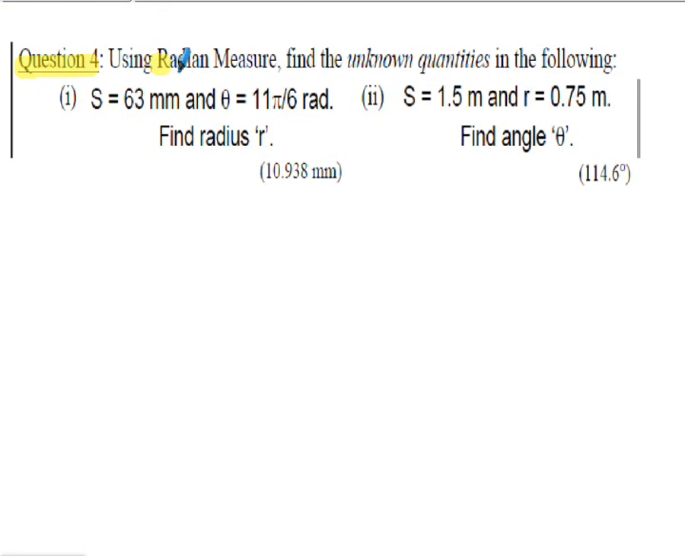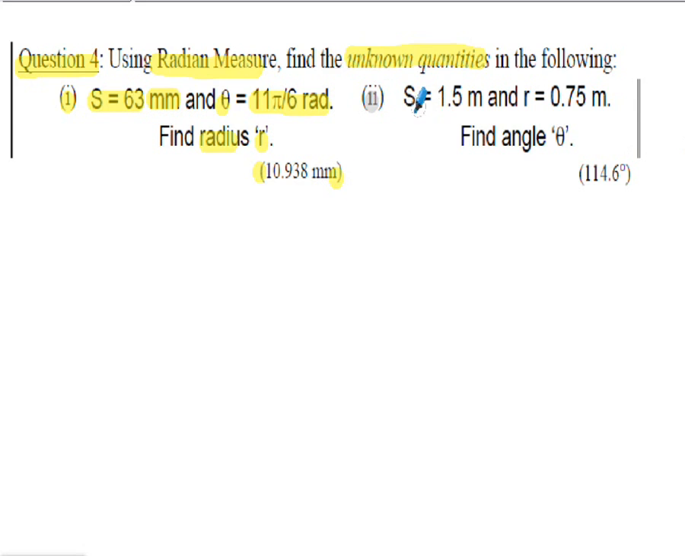Question 4. We're asked to use radian measure again to find the unknown quantities in the questions below. In part 1, we're given the arc length S this time is 63 millimeters and we're given the angle subtended, 11 pi divided by 6 radians. We're asked to find the radius r. So that will involve some transposition. You'll need to rearrange the equation for r and then put the values of S and theta into the equation to find the answer given here.